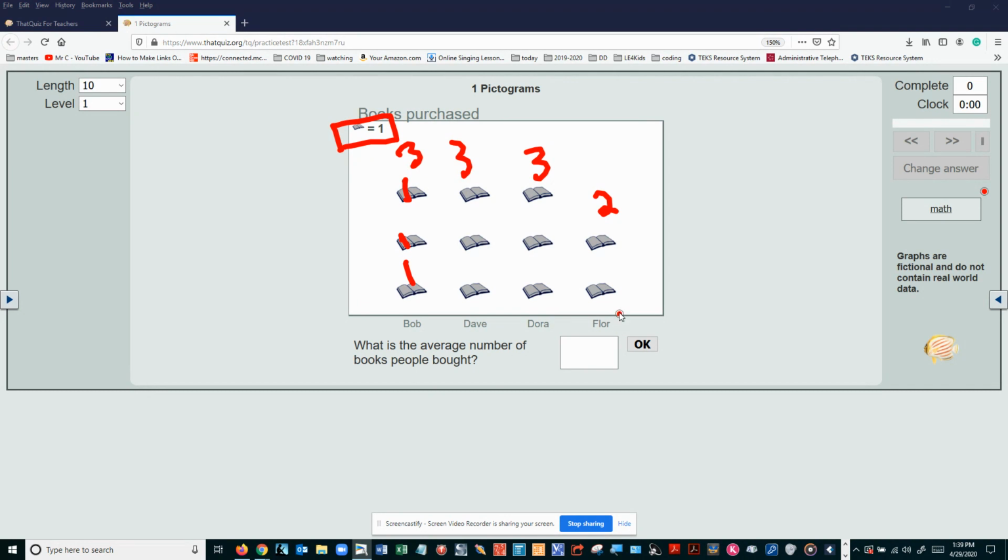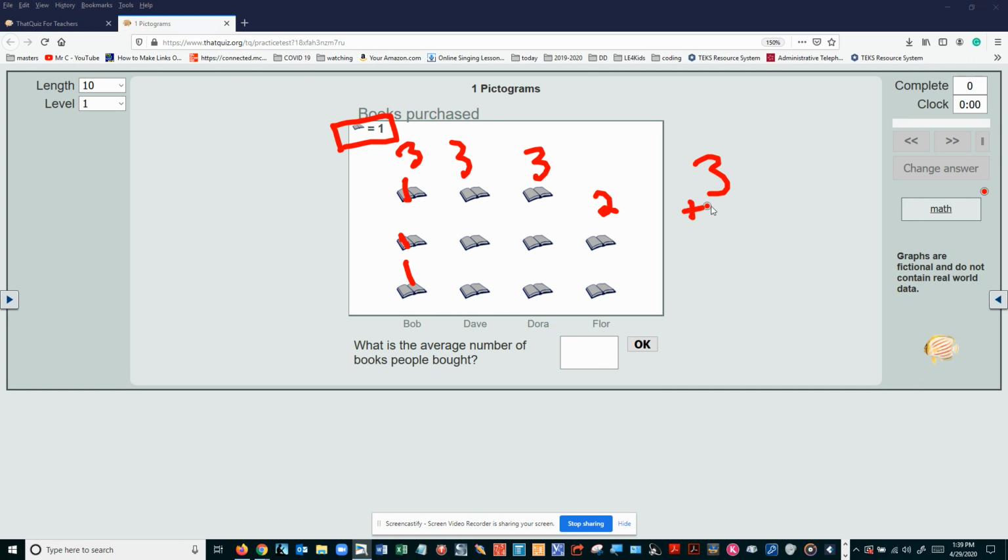So when you find the average, what you're going to do is you could add these all up. 1, 2, 3 is going to be 3, 6, 9, 10, 11. Divide by 4. And then you're going to end up with something less than 3. But is it close enough to round up or round down? So let's go ahead and do that.